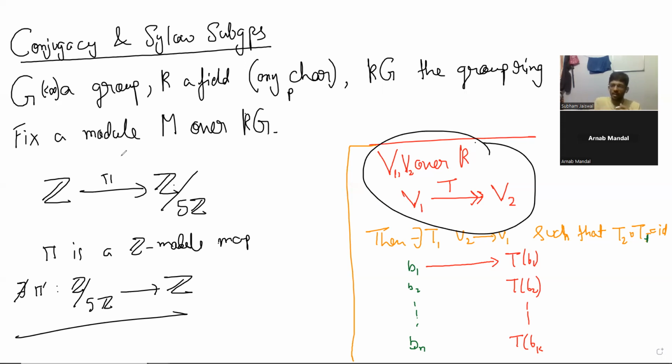A field is a ring, right? So it's a special case. A vector space is a special case of a module over a ring. A very special case, but it's a special case. And this is also that, so that's a similarity. Obviously, that's a basic similarity.